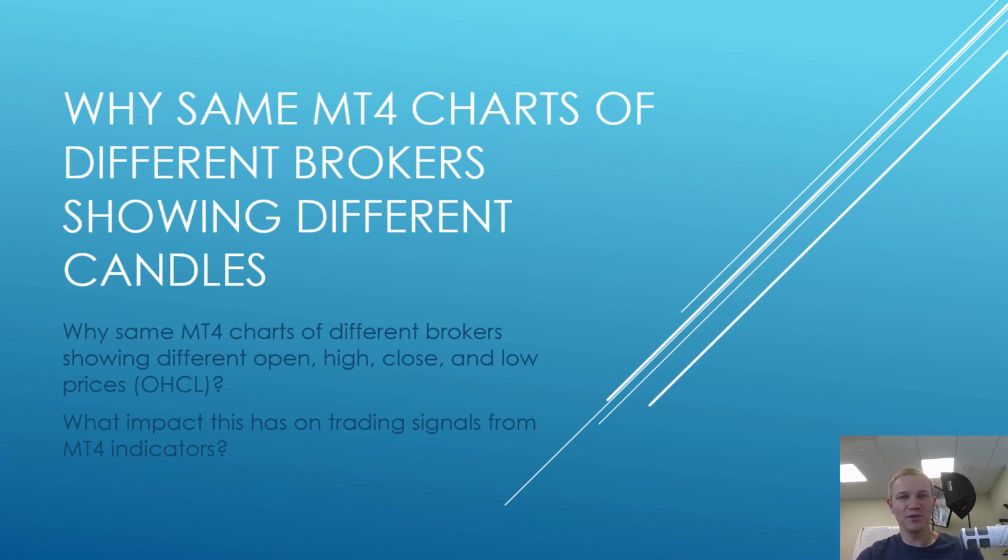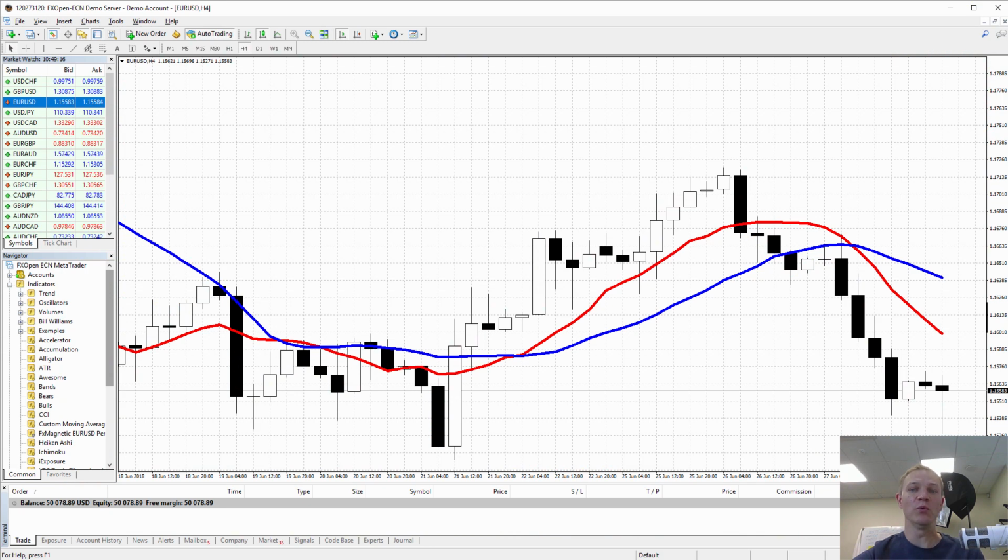I'm also going to show what impact this has on trading signals from MetaTrader indicators like moving averages and so on. So let's switch to my MetaTrader. For one example, I will use FX Open, and they happen to use the same time zone where I'm living in, so it's quite convenient for me to use them.